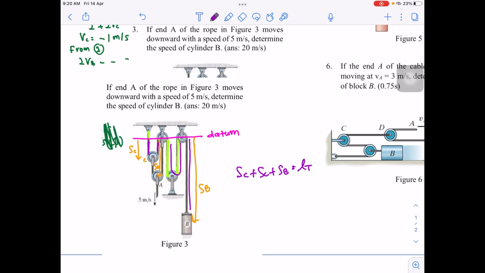Kalau you tak nak skip, you kena label. Contohnya, saya label ini ke sini, distance H. Let's say H. Okay. Kalau you tak nak skip, you boleh masukkan SC plus SC plus H plus H plus SB is equals to LT. Okay. Kemudian bila nanti kita differentiate, dia akan hilang lah. VC plus VC plus 0 plus VB plus VB equals to 0.